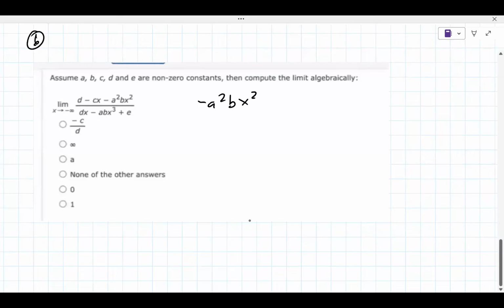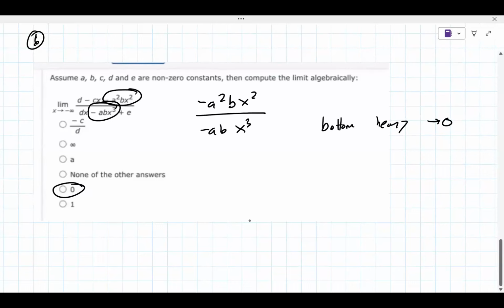It's a squared b x squared over minus a b x cubed. Those are what's called the power terms, and they're the highest degree terms. Because this is bottom heavy, it goes to 0. Because 3 is greater than 2. Yes, exactly. Oh, okay, I didn't realize how simple that was.